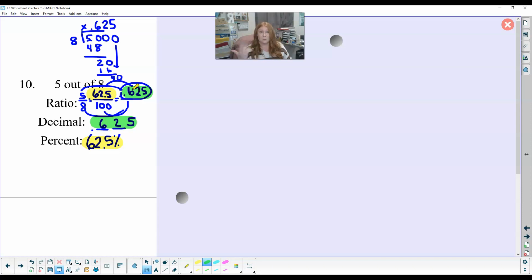So a decimal is really saying how much do we have out of one whole thing? And then a percent is out of 100. So we want our decimal to go into the hundredths place because a percent is out of 100.